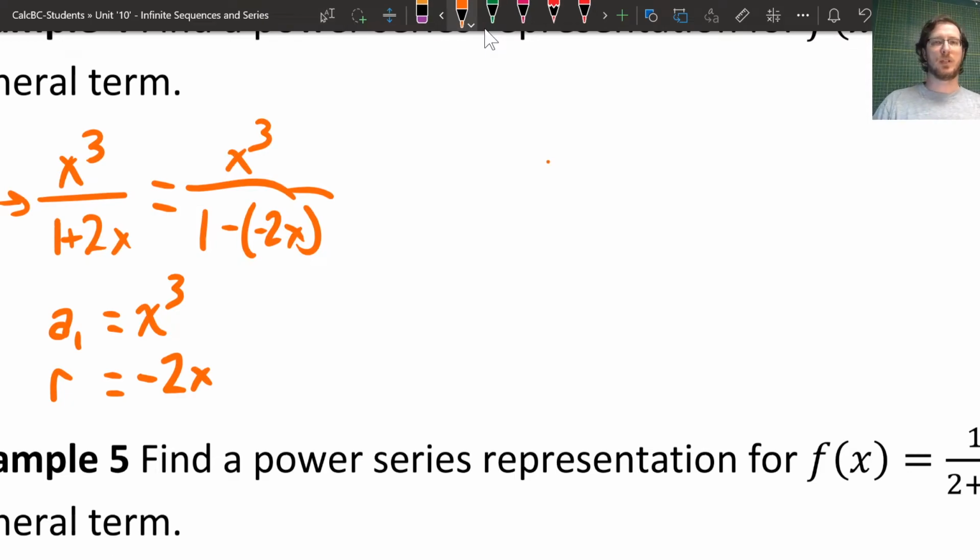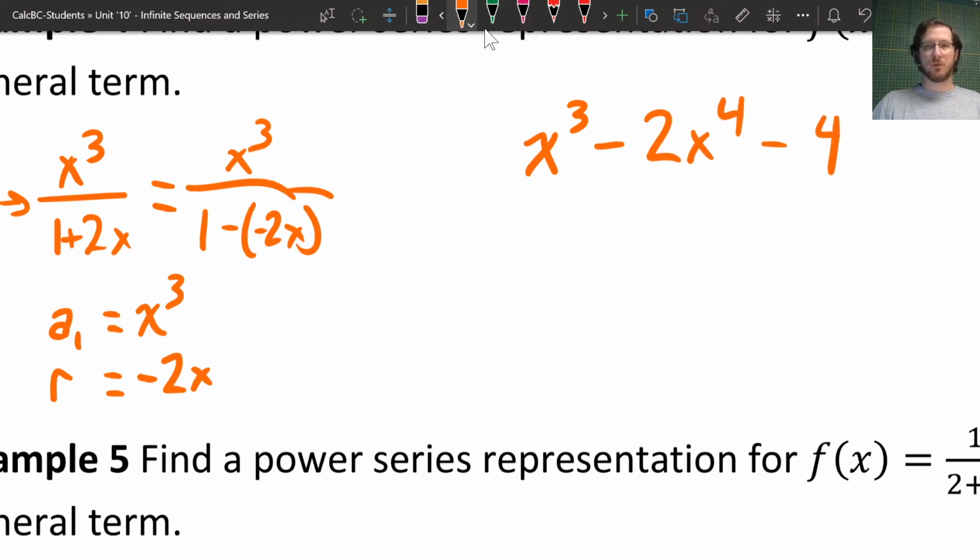All right, initial one is x cubed. Next one, we're going to multiply by negative 2x. So again, we're going to alternate signs. We're going to have a 2 up front. X cubed times x is x to the 4th. All right, same thing again. Alternate signs. 2 times 2 is 4. X to the 4th times x cubed is x to the 7th.